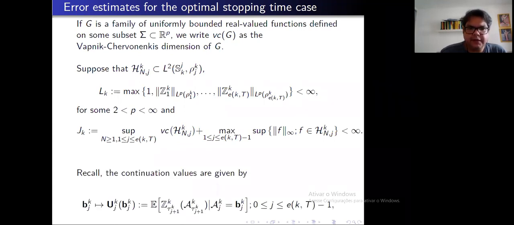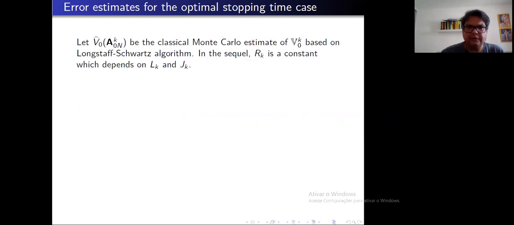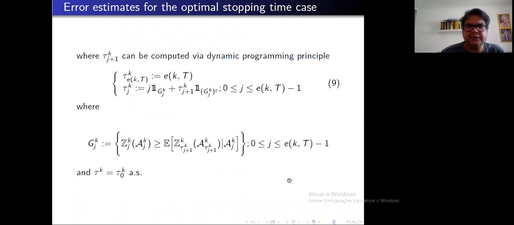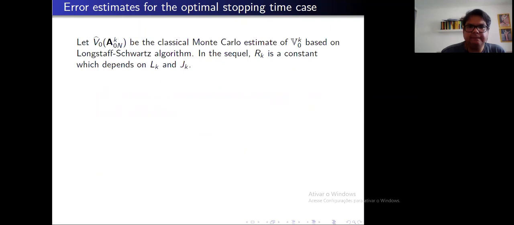And yeah, the continuation value in this discrete time optimal stopping problem is given by this. So the idea is to make use, for instance, of the Longstaff-Schwartz algorithm to compute these regression functions. So this is the classical dynamic programming principle in optimal stopping. You can write the continuation values, the continuation region, and yes.